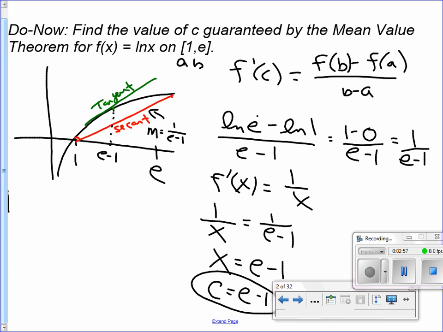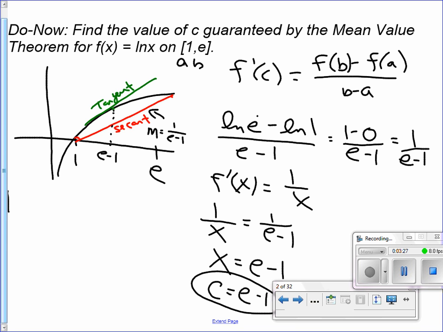Okay? And then you have to ask yourself, is e minus 1 in between 1 and e? Can someone give me an idea of what e minus 1 equals? 1.7-ish. You're on today. And so that's definitely between 1 and 2.7-ish. So you call that value c. That's where the instantaneous rate of change equals the average rate of change. See it?